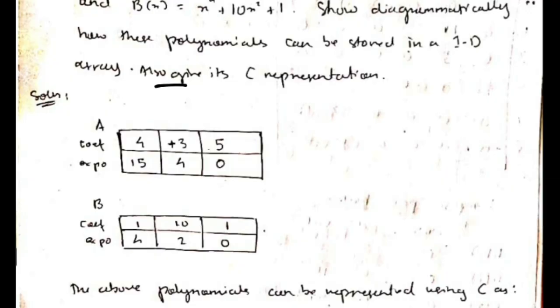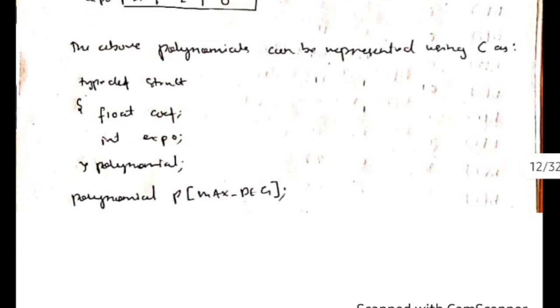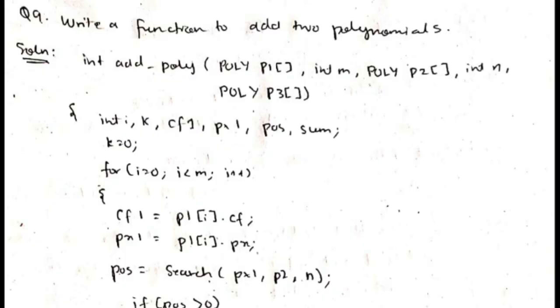They have asked to give the C representation, meaning what structure you are using. In this structure we will have two things. First one is float for coefficient and int for exponent. Okay, write a function to add two polynomials.